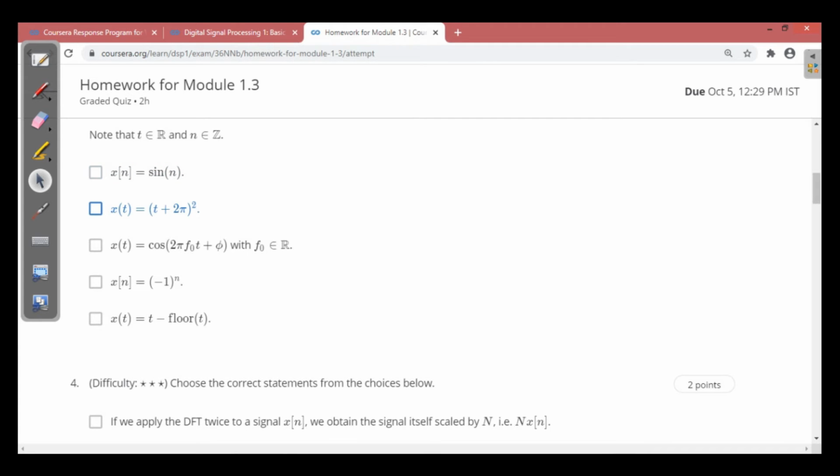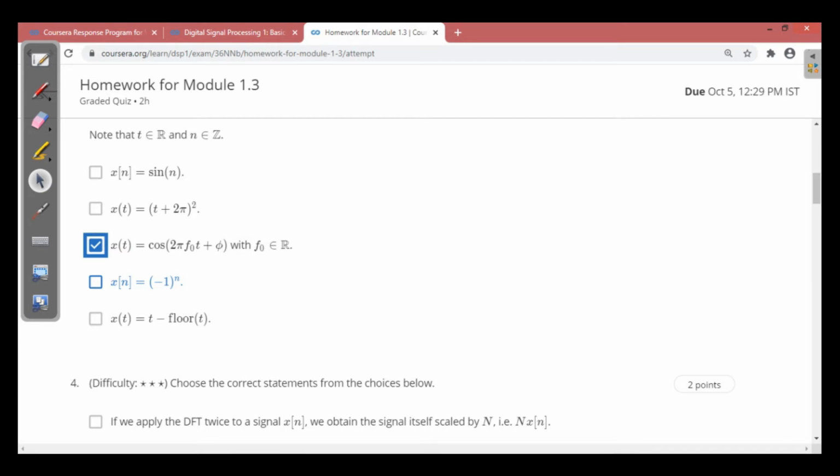Next, the continuous time signal x(t) = (t + 2π) whole square. It is a continuously increasing function, so it is not periodic. Now x(t) is cos(2π f0 t + π), which is periodic, with the period 1 by f0.